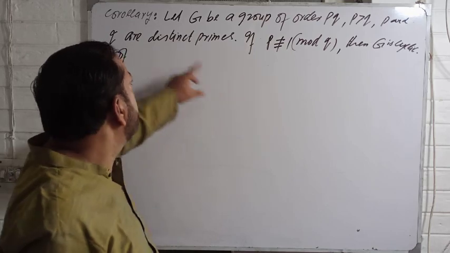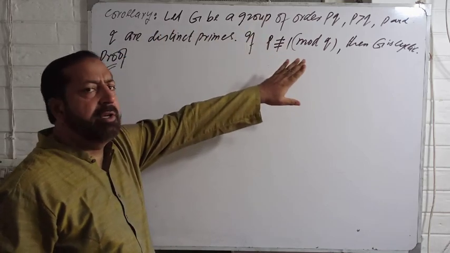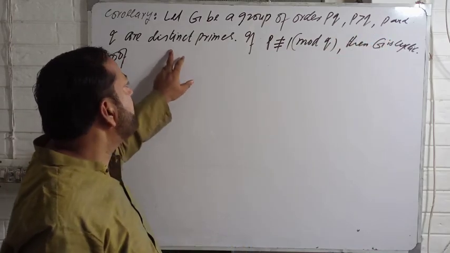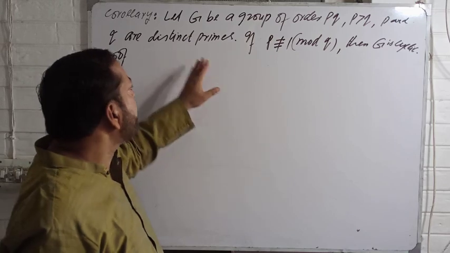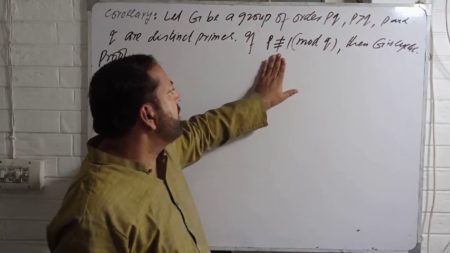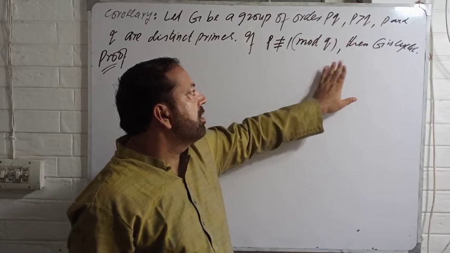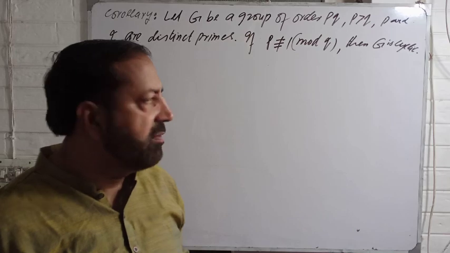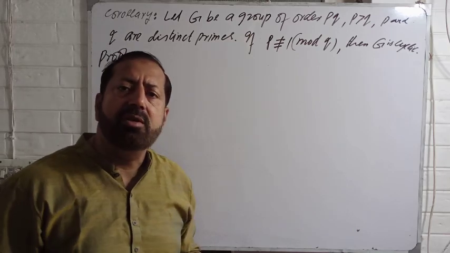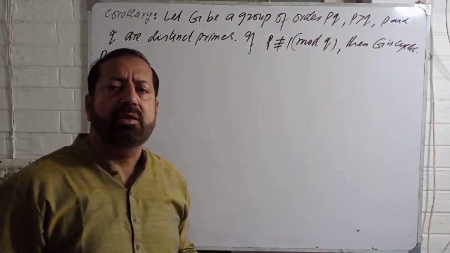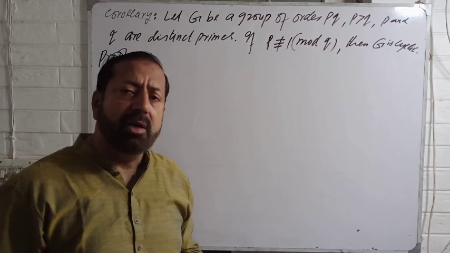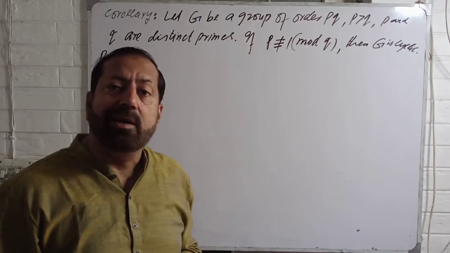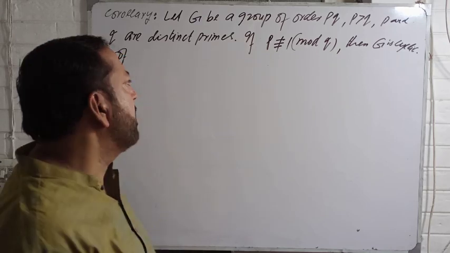And what is this? Let G be a group of order PQ, where P and Q are distinct primes, P greater than Q, and further, if P is incongruent to one modulo Q, then G is cyclic. This result is very useful because by using it, you can directly show that if a given group satisfies these conditions, then it is cyclic. So this is very useful.